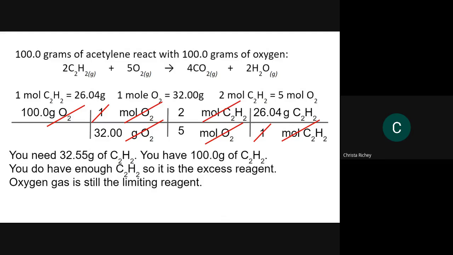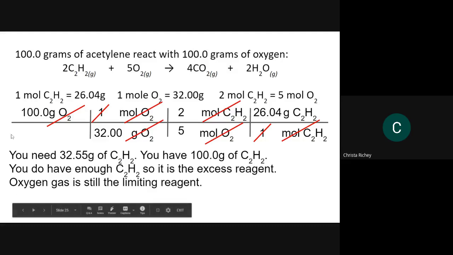Your problem tells you how much you have. Your math tells you how much you need. You compare them. If you don't have enough, then that thing is the limiting reagent. If you have enough, then the thing that you started with was the limiting reagent. With this, I need 32.55 of acetylene. I have 100. I have enough acetylene. So this oxygen is the limiting reagent.